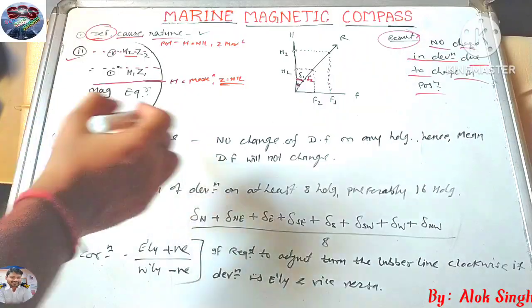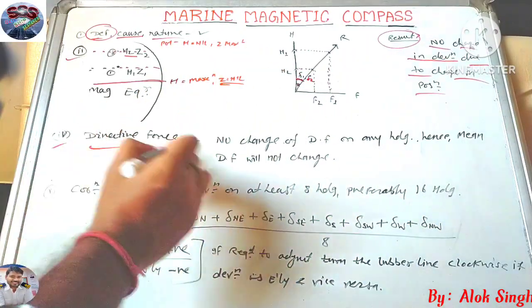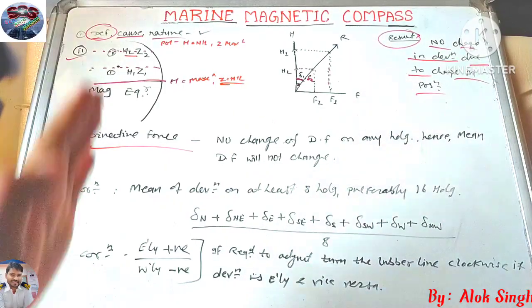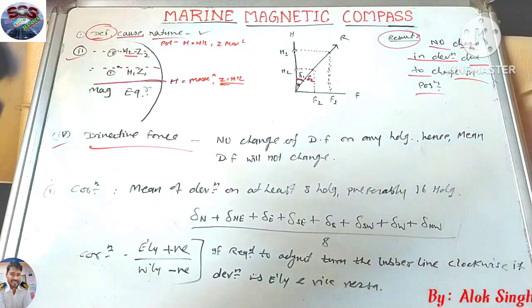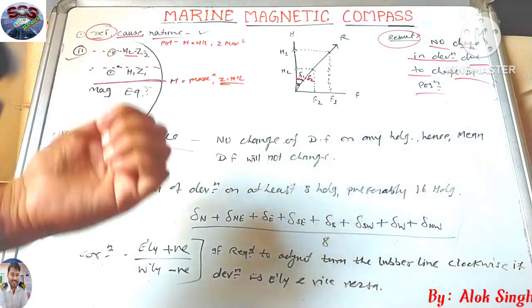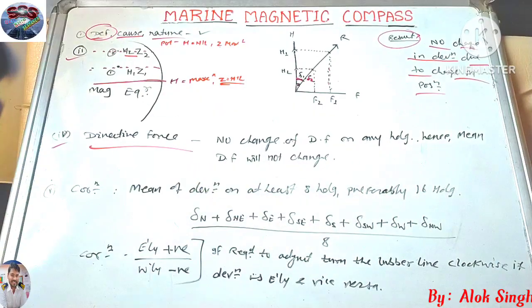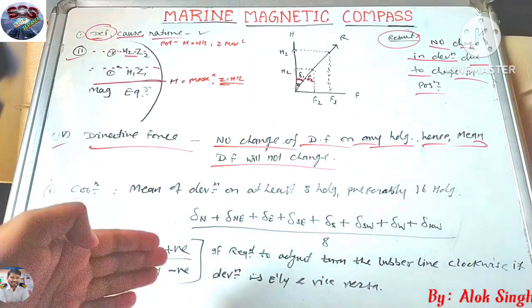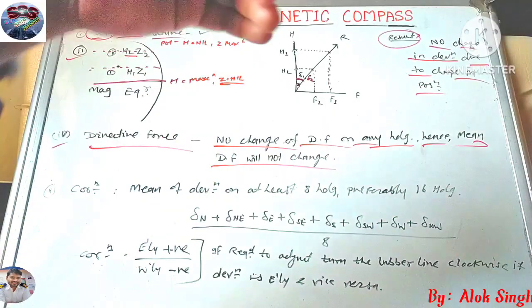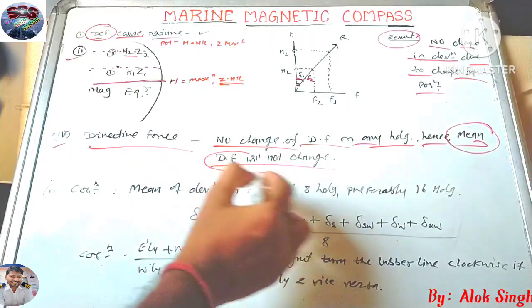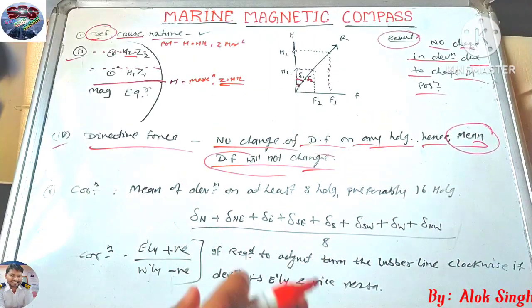Now this is the third point. So the directive force, now what is directive force? I told you it is in the north direction. What is this magnetic force, and how is it influencing the north direction? In coefficient A, either plus A or minus A, we saw that it is not affecting anymore. So there is no change of directive force on any heading, hence mean directive force. Or if on a particular heading it is increasing, on another heading it is decreasing at the same rate. So the mean directing force will be 0. So there will be no change.